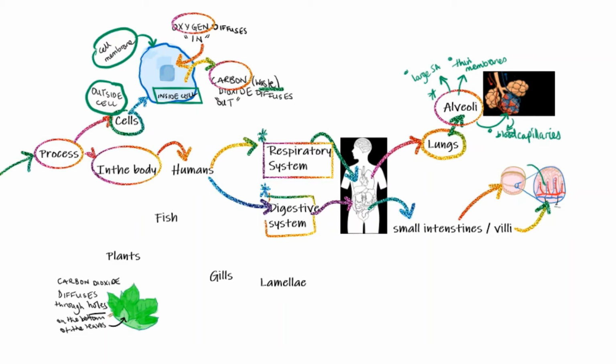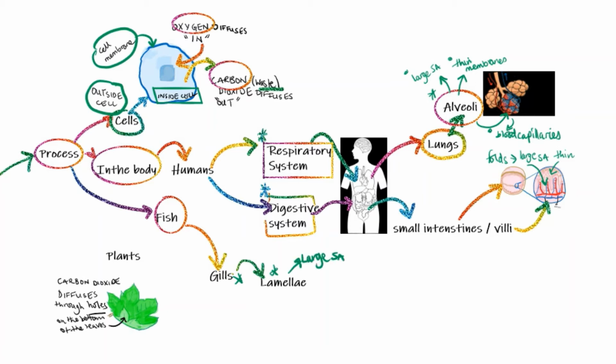The small intestines have lots of folds. The folds provide a large surface area. Villi are also thin. The process of diffusion can also happen in fish. Fish have gills. The gills are covered with lamellae, which are tiny structures. Both the gills and lamellae provide a large surface area. The process of diffusion also happens in plants, where the carbon dioxide diffuses through the holes at the bottom of the leaf.